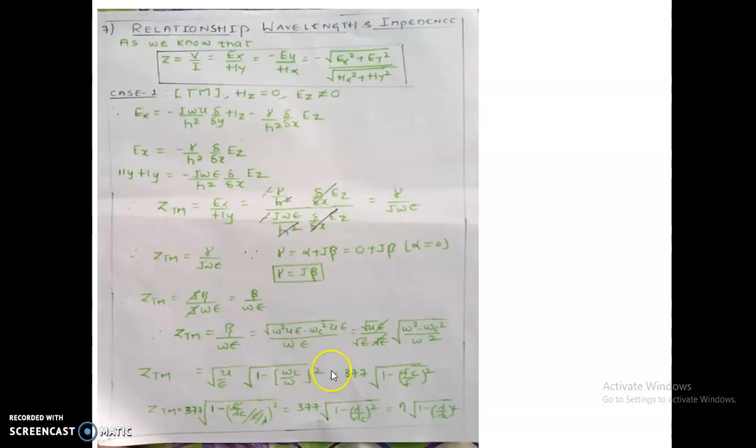Now root of mu by epsilon is nothing but 377 ohms, and that you have to understand. So this 377 ohms is sometimes called eta, which is called the intrinsic impedance. Now if someone asks you what intrinsic impedance means, it is the impedance of air whose value is 377. Now this is cutoff frequency by frequency. f is equal to c by lambda, so c by lambda c, and f is nothing but c by lambda. c got cancelled. Now the numerator part becomes lambda by lambda c whole square. So we got the relation between impedance and wavelength for TM mode, and this is the relation.